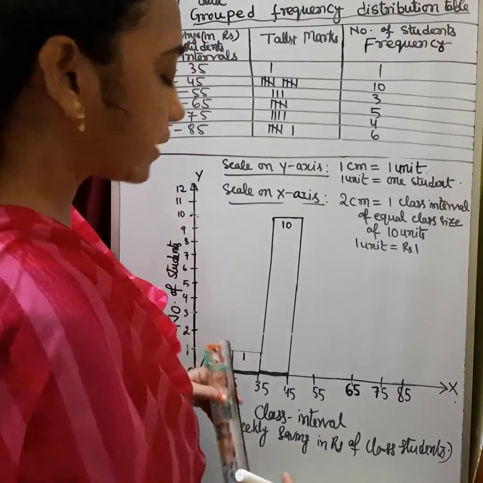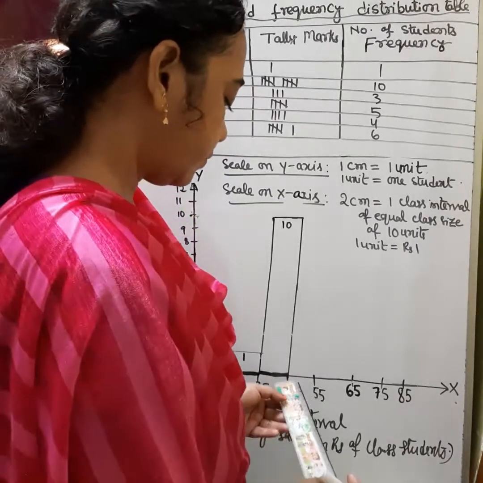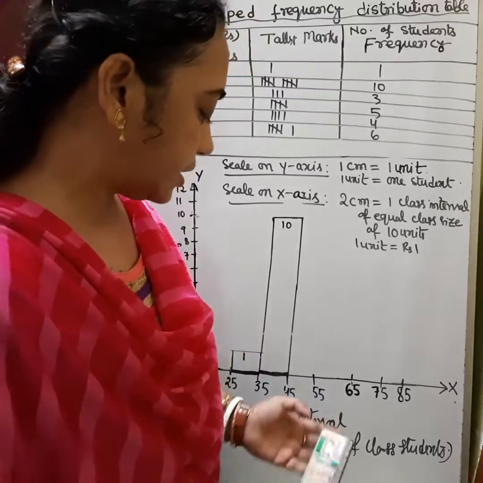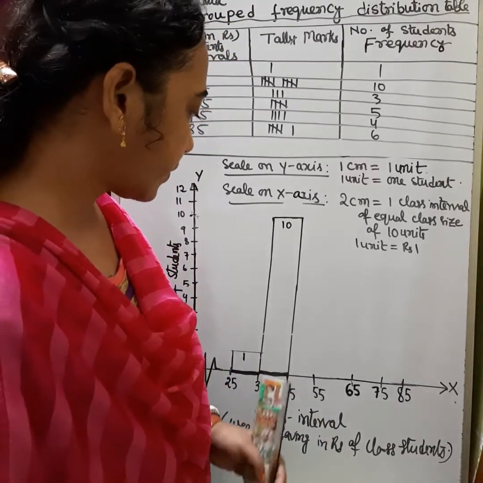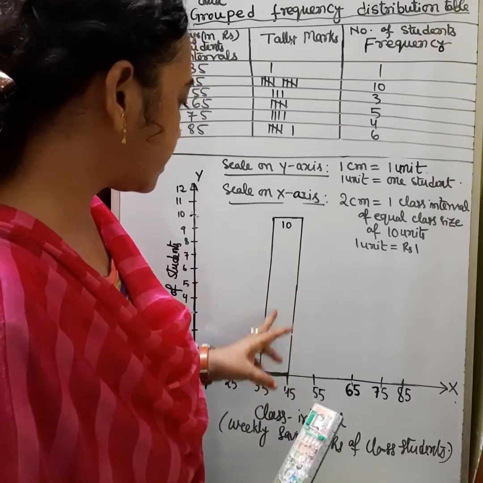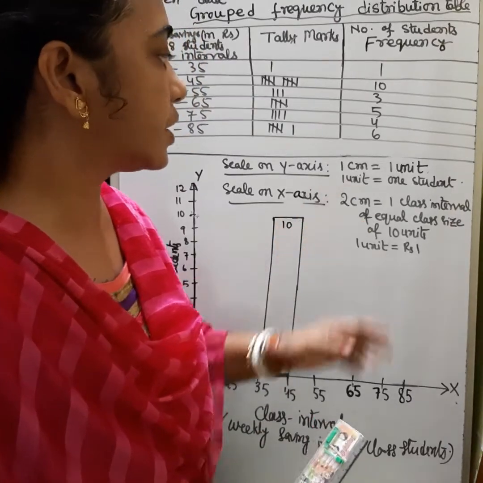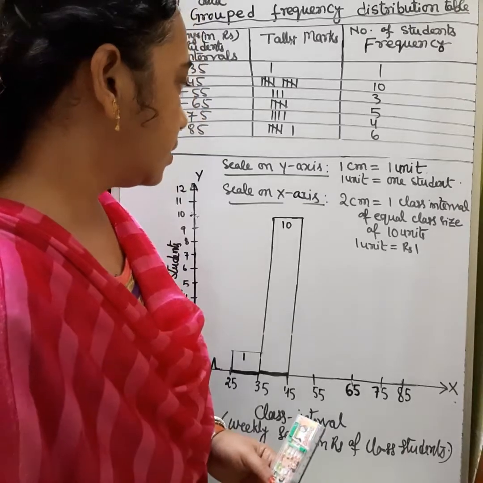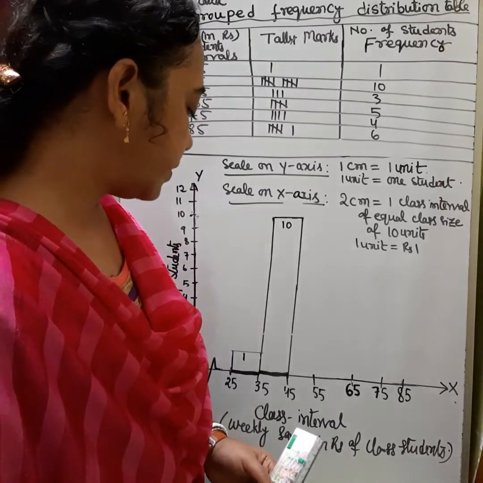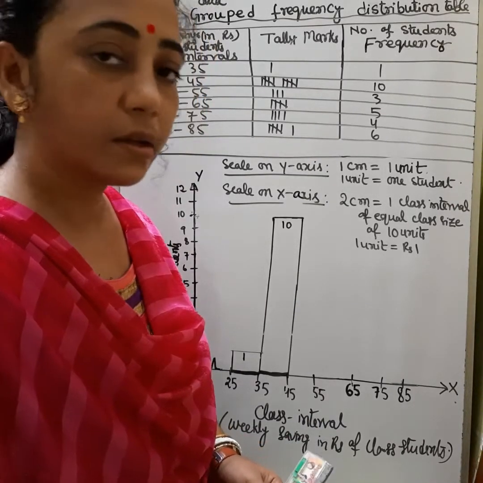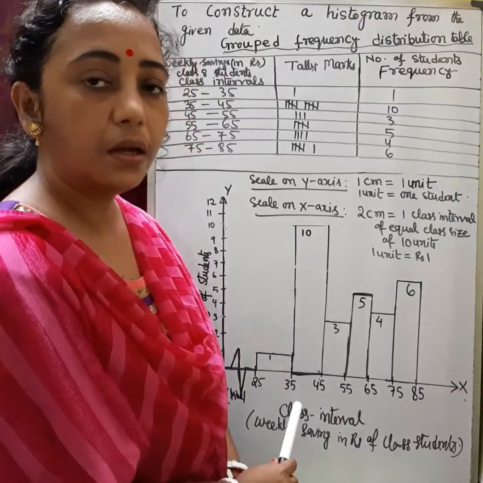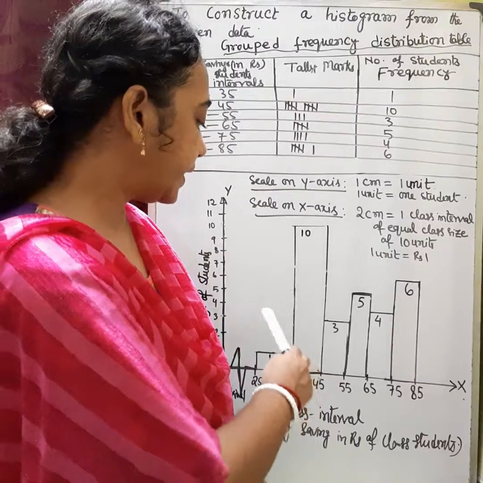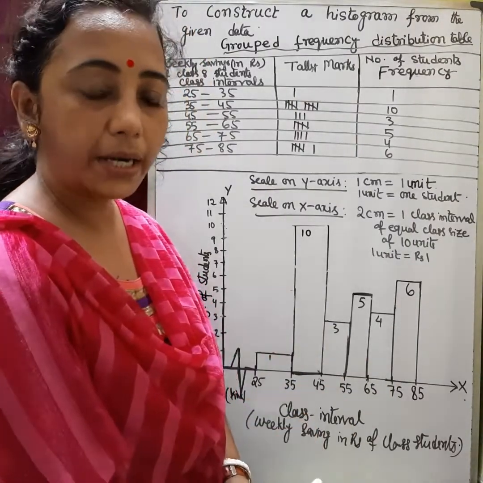In this way we get the rectangles when we draw the rectangles in each of the class intervals with its corresponding frequency. This height is 10 centimeter because 1 centimeter is equal to 1 unit, so this will show 10 units length. In this way we can complete the rectangles. After completing the rectangles we get the required histogram.